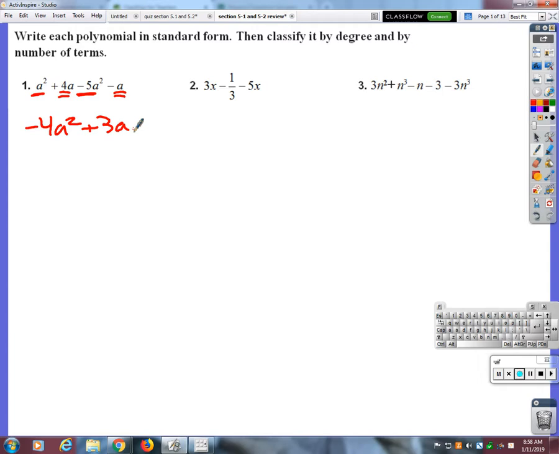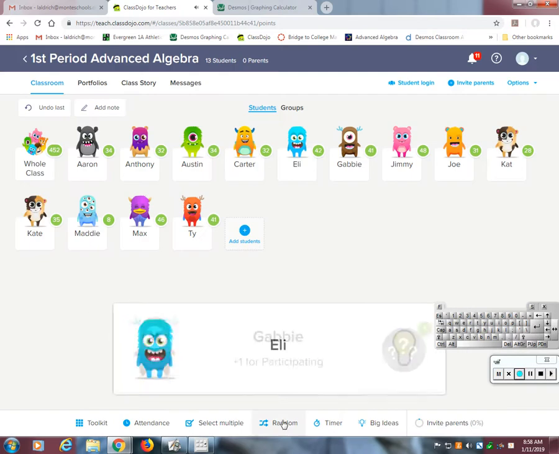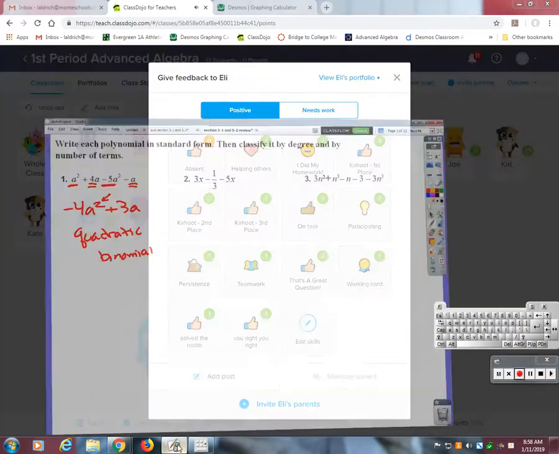So that means it's a quadratic binomial. Quadratic because the exponent is a 2, and binomial because there's 2 terms. All right? Okay, Eli, how about the next one?